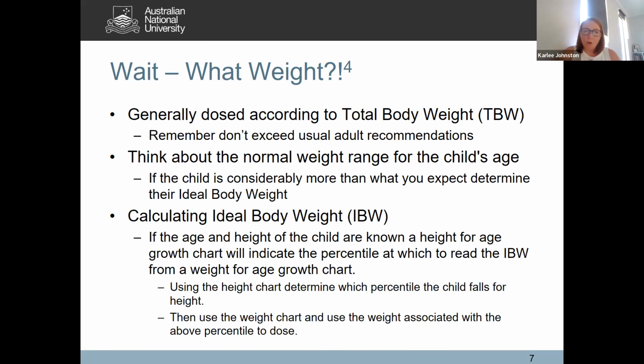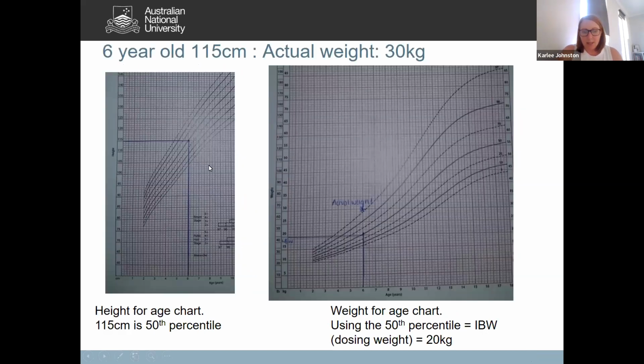And so if you know the height of that patient and their age, then you can look at the dose chart. I'll show you how to do this in a moment, and work out what the usual weight for a child that age and height is, and then you dose based on that weight. So that's their ideal weight for their height and for their age. So let's have a look at that here.